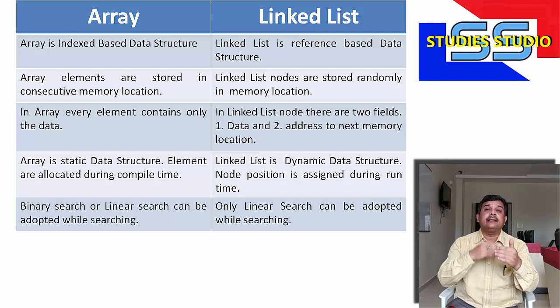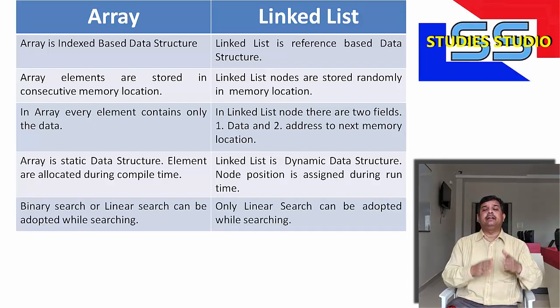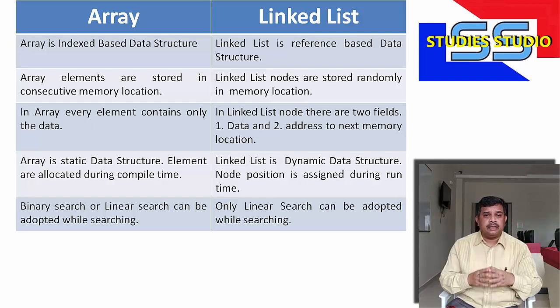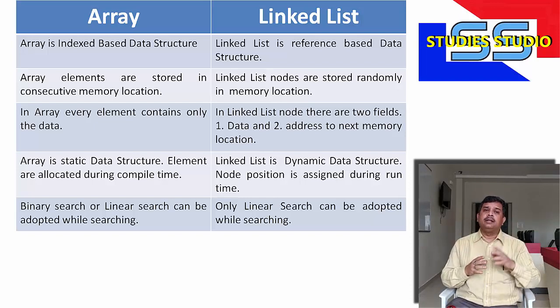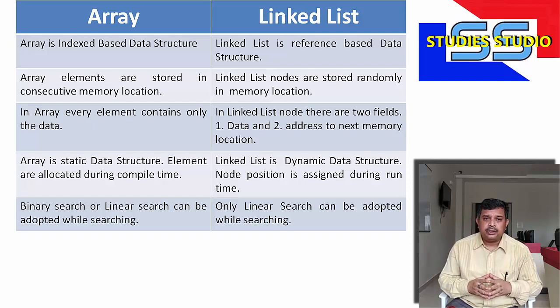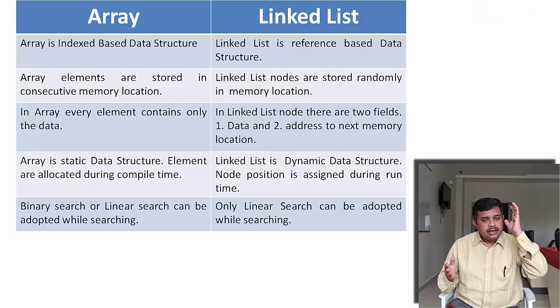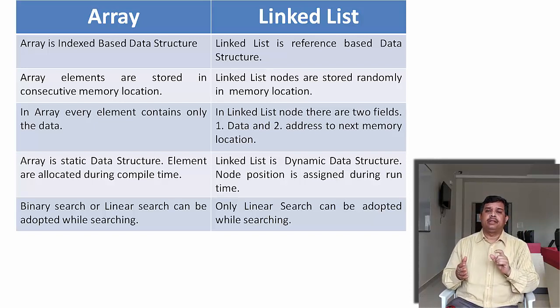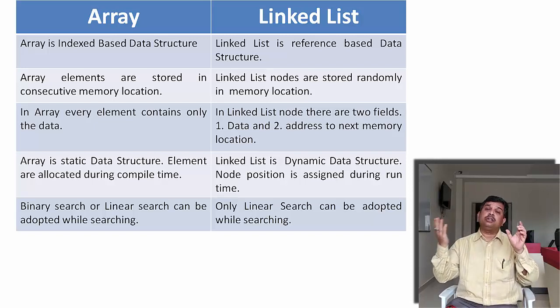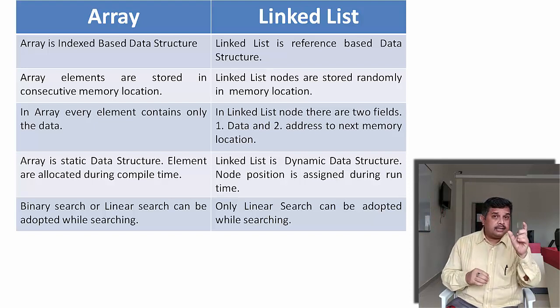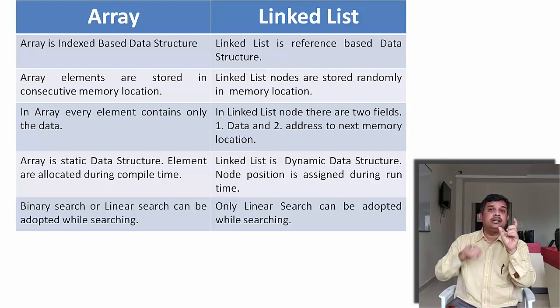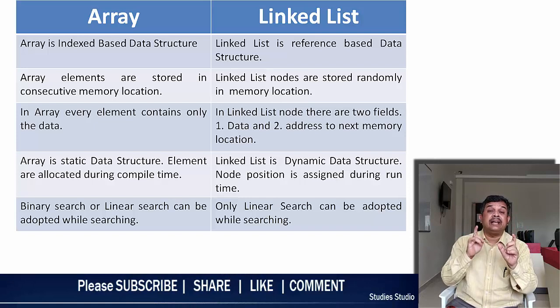In array, I can search an element either by linear search or by binary search. If the data available in the array is in sorted order, then I can adopt binary search. Otherwise, linear search is always available. But for linked list, only linear search can be adopted. Why? Because I know my first node and I don't know where is the location of my second node, unless I read the elements in the first node.